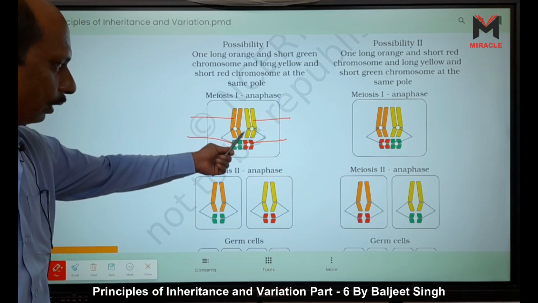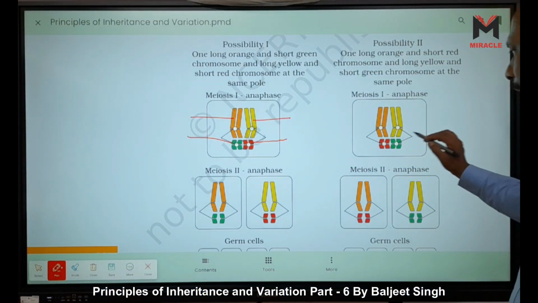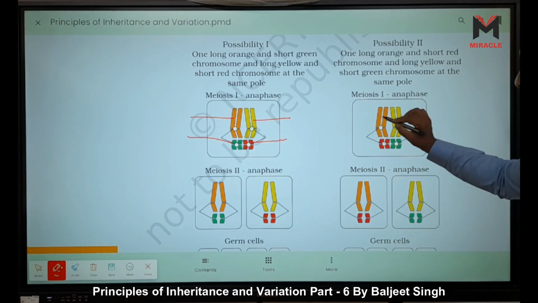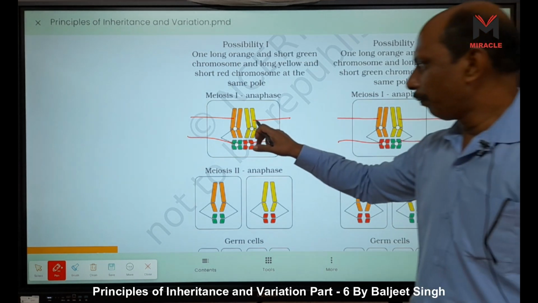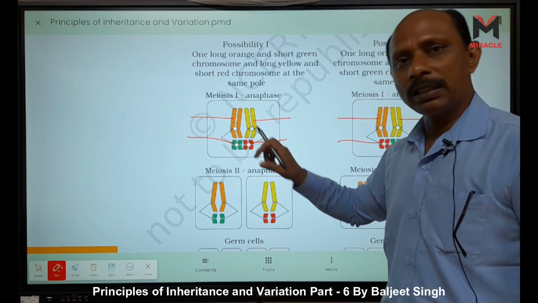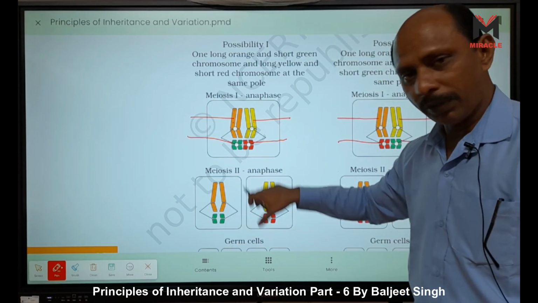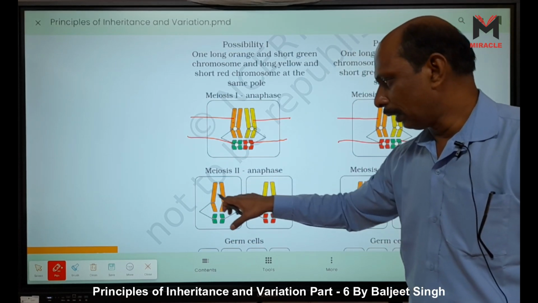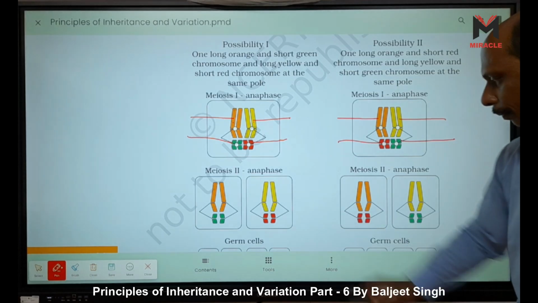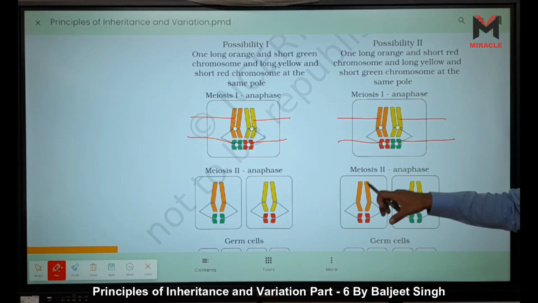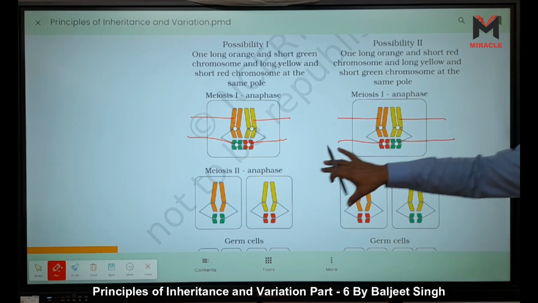Here in meiosis first, these chromosomes get segregated. Here orange-red is given with yellow-green, and here yellow-red is given with orange-green, just opposite. Meiosis second means a single first daughter cell contains orange and green, and the second daughter cell contains yellow and red. But here, this one contains orange and red, and this one contains orange and green.